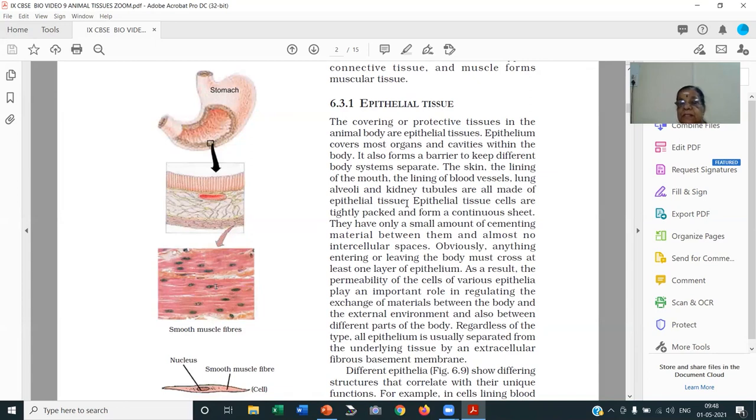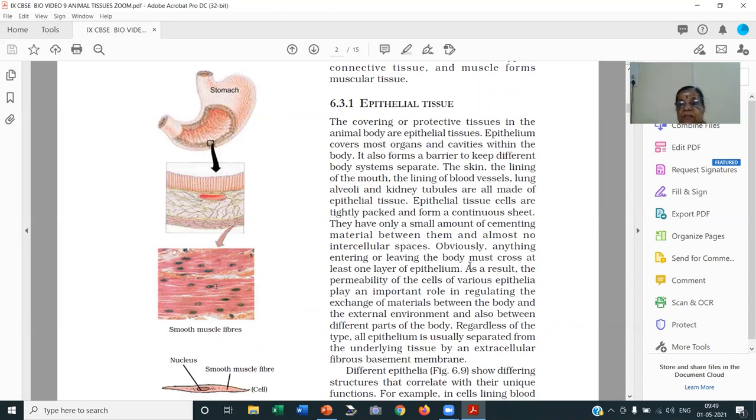Location of epithelial tissue. Epithelial tissue cells are tightly packed and form a continuous sheet. They have only a small amount of cementing material between them and almost no intercellular spaces. That is the basement membrane in our type.